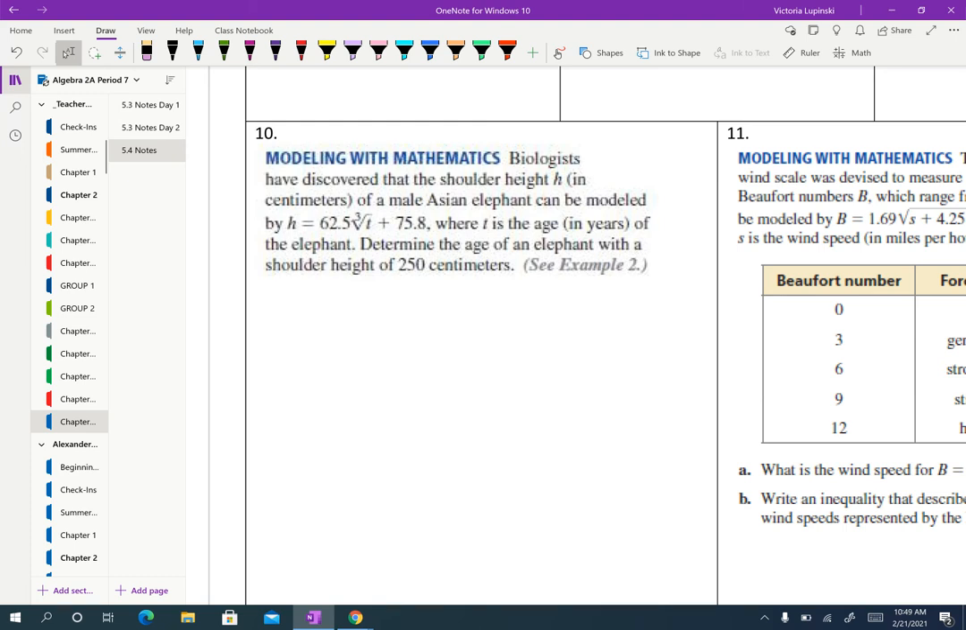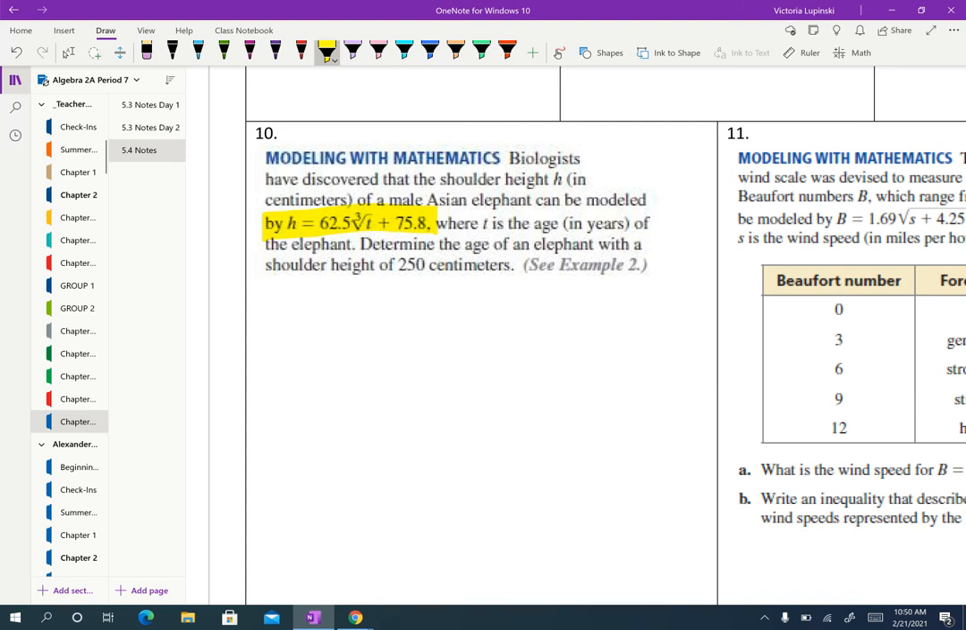So biologists have discovered that the shoulder height in centimeters of a male Asian elephant can be given by the following. And again, we would have to give you equations like this. We would not expect you to come up with that on your own. Where T is the age in years of the elephant. Determine the age of an elephant with a shoulder height of 250 centimeters.